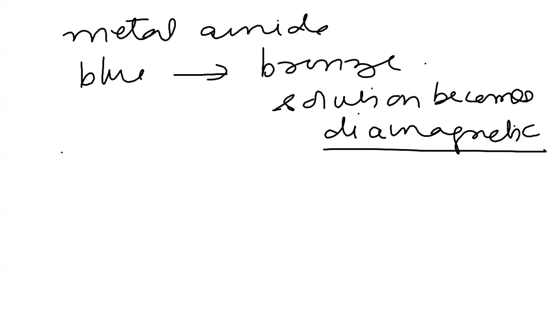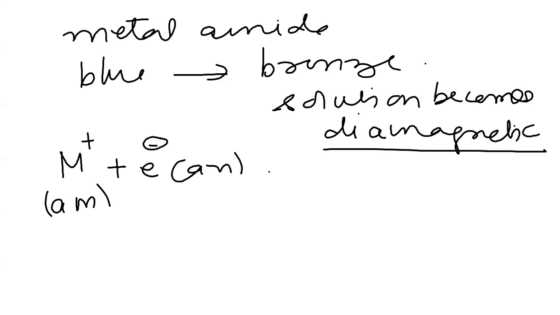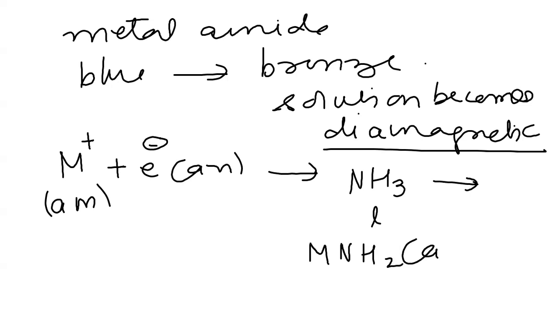So here, if we take the metal and then the ammoniated metal ion and ammoniated electron, it gives ammonia, it is liquid, and this gives the amide. This is bronze, and hydrogen gas is liberated. Am denotes solution in ammonia. Now this is very important.